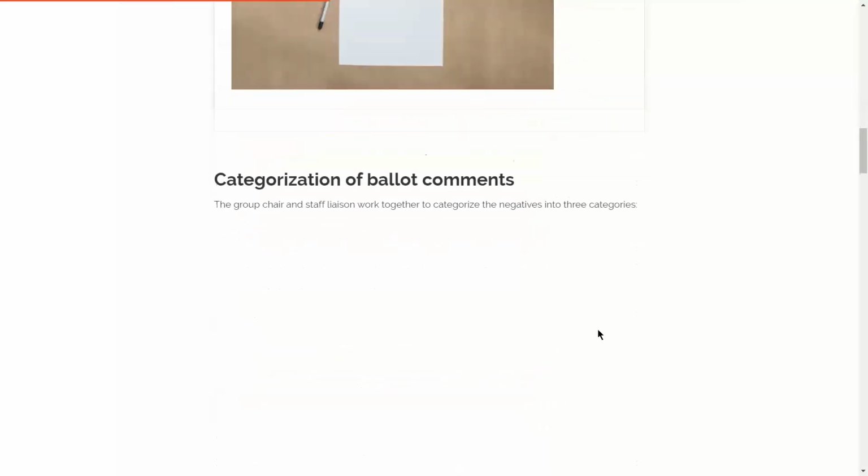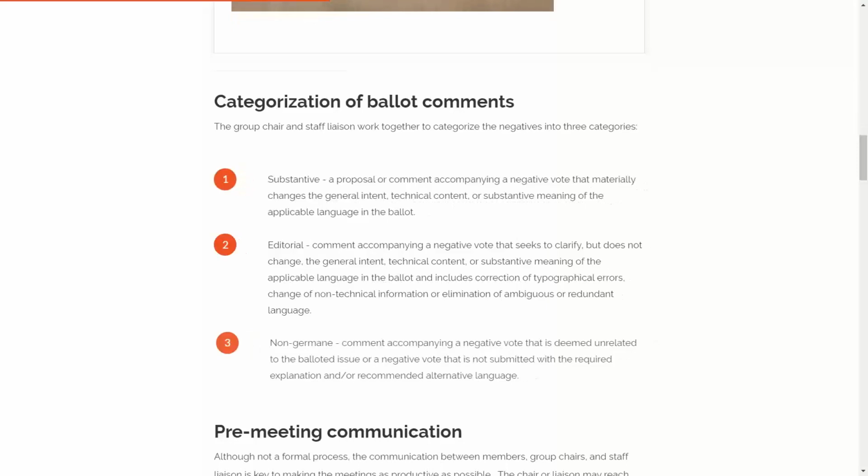Now, after the ballot deadline and upon receipt of all the ballot responses, staff and the ballot author and the chair may categorize the negative ballot responses. Now, you may be asking, what's meant by categorizing the negative responses? This is when the ballot responses are reviewed and categorized to assist membership during a meeting to discuss the negative responses. Now, negative responses can be categorized in 3 different ways.